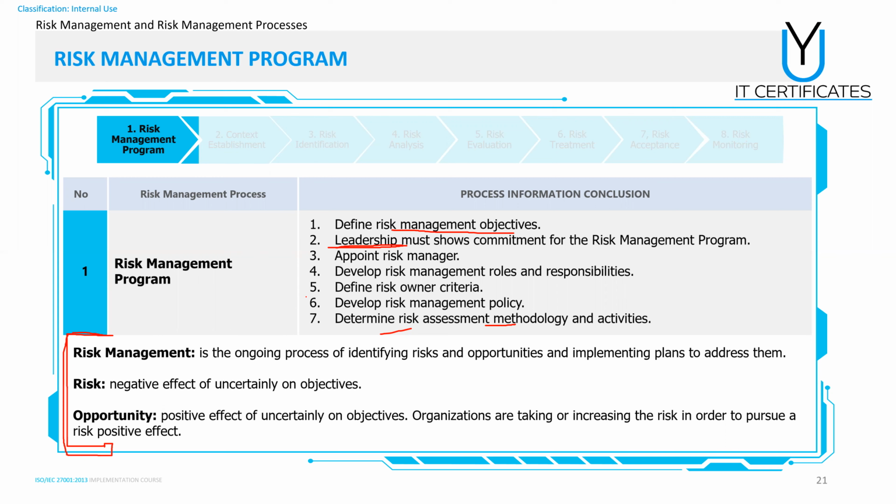Then it's very important to develop the roles and responsibilities for all the stakeholders who will be affected by or affect the risk management process in any organization. We also have to define the risk owner criteria. Suppose that we have a process. I am working in a factory for manufacturing sweets.